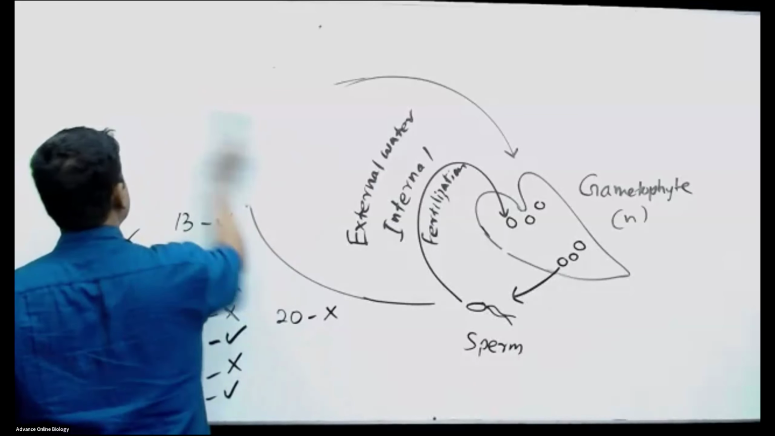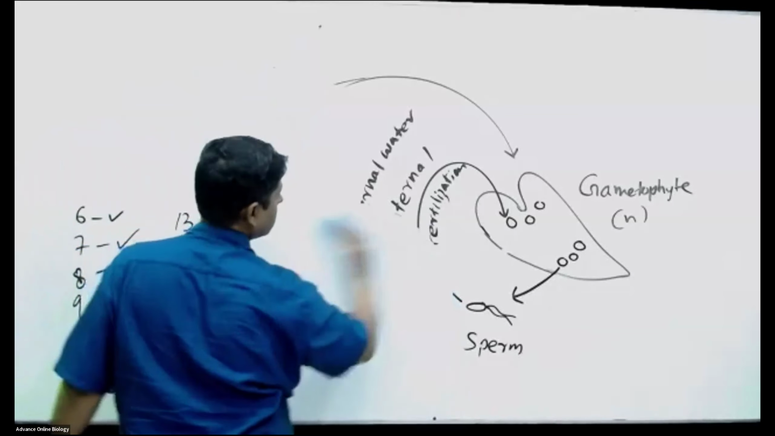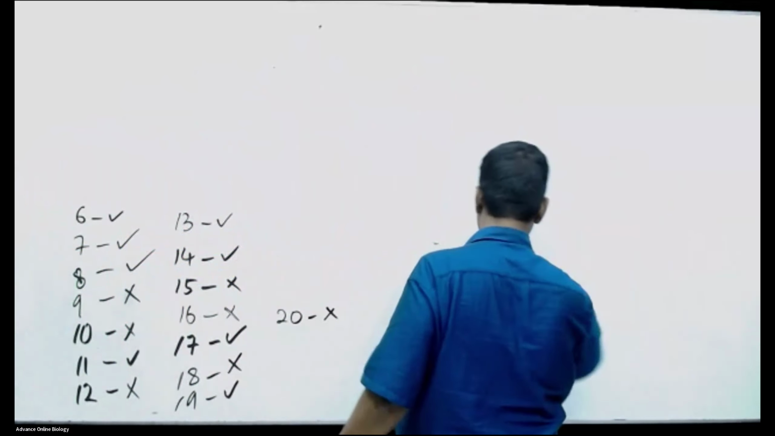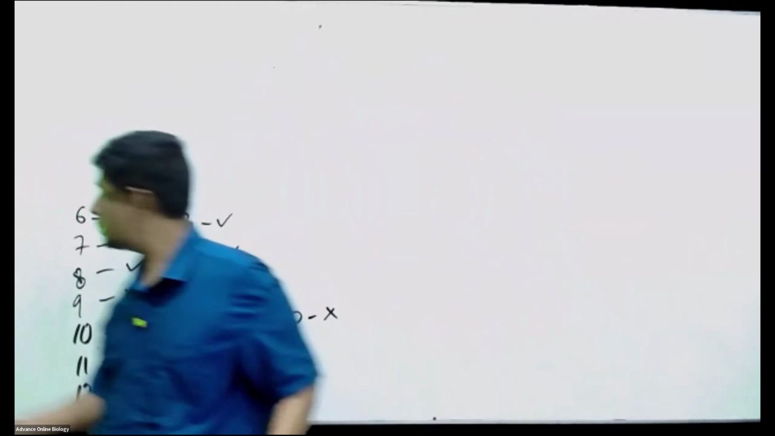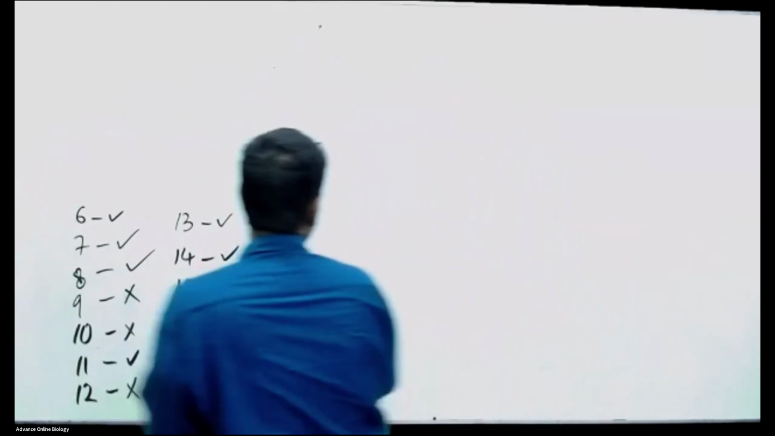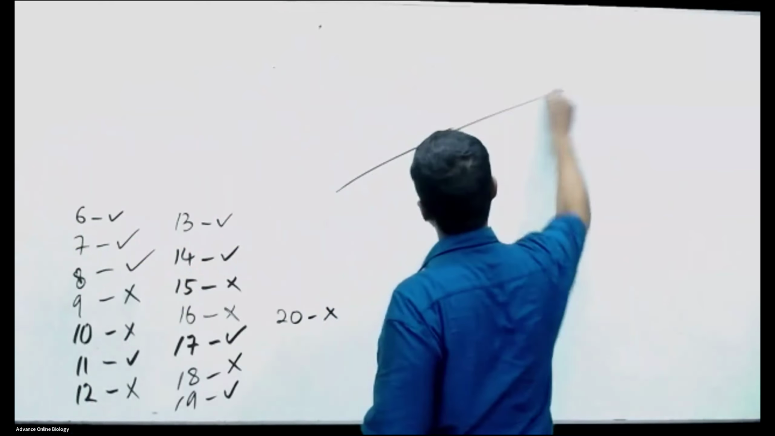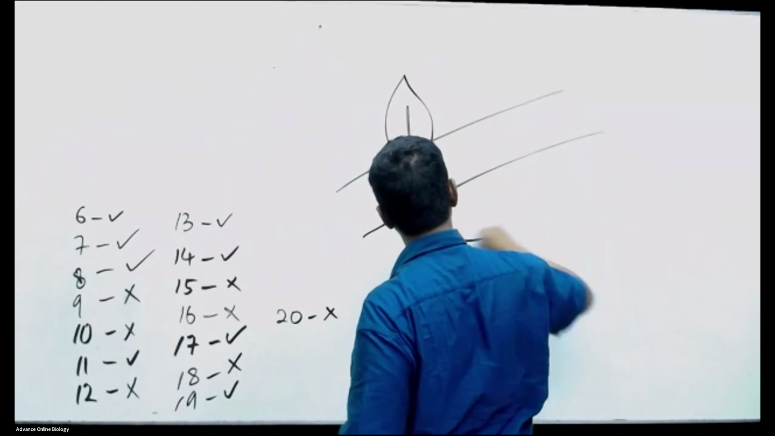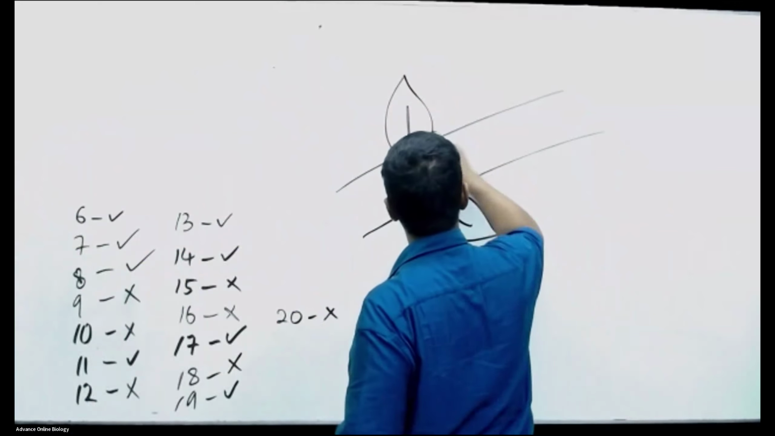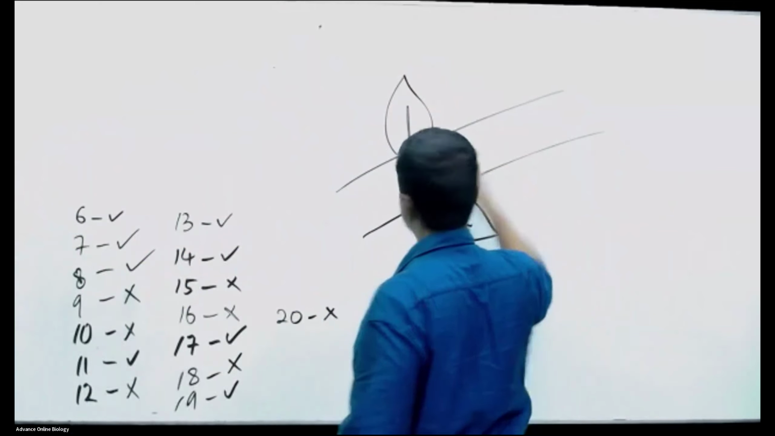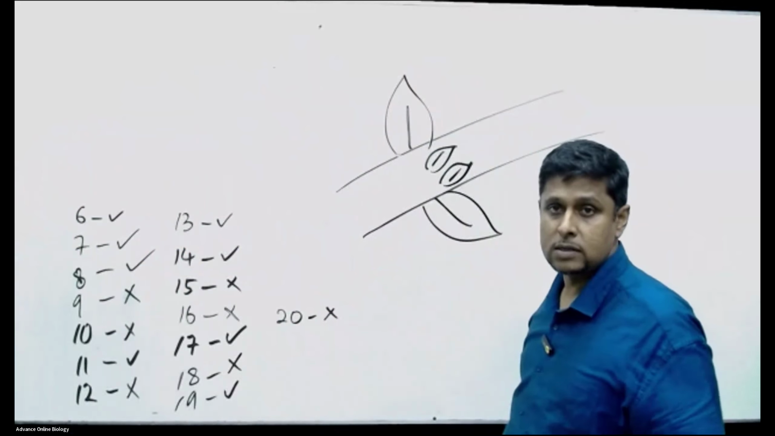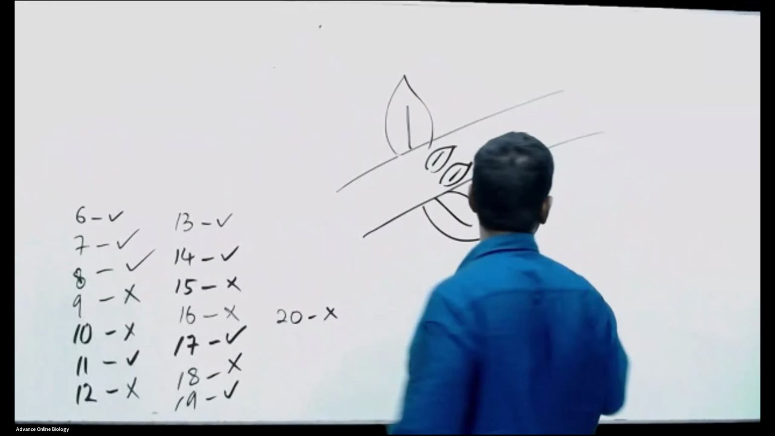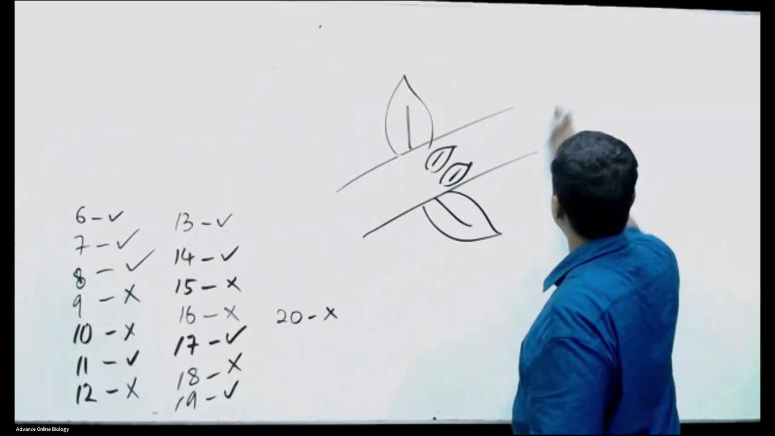Selaginella. What do you call that? Heterophyllous condition. On the stem, these are large ventral leaves, and small dorsal leaves are there. This is the heterophyllous condition. Now, heterosporophyll is a different condition where you see that in the strobilus.